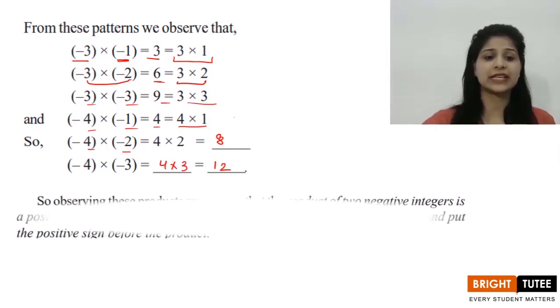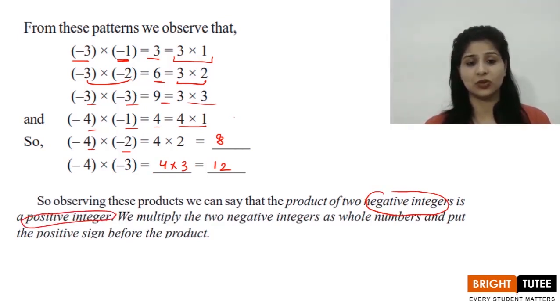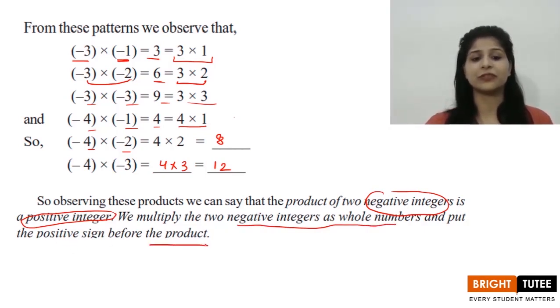So what we can say? Observing these products, we can say that the product of two negative integers is always a positive integer. We multiply the two negative integers as whole numbers and we put a positive sign before the product.